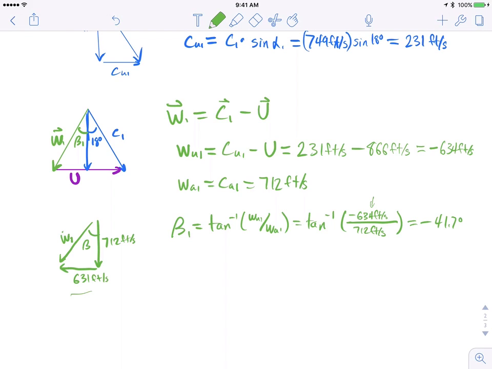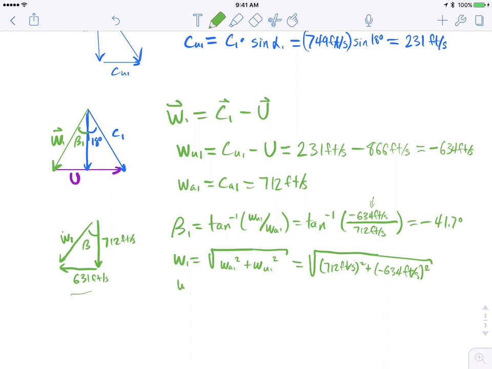We also can calculate the actual magnitude of W1 here. W1 is, of course, the square root of WA1 squared plus WU1 squared. So we can drop in our numbers again: 712 feet per second squared plus minus 634 feet per second squared. So we'll get an absolute magnitude for our relative velocity of 954 feet per second.